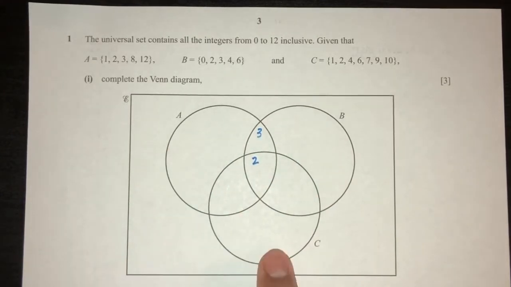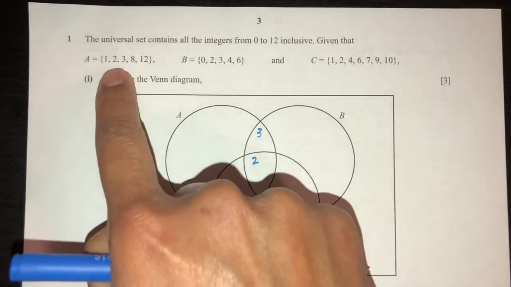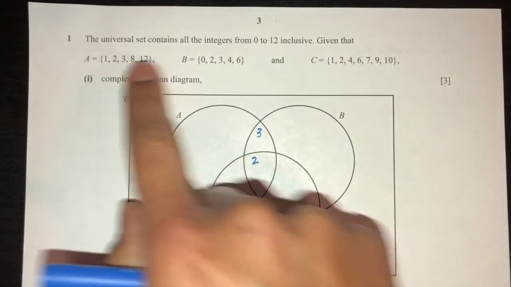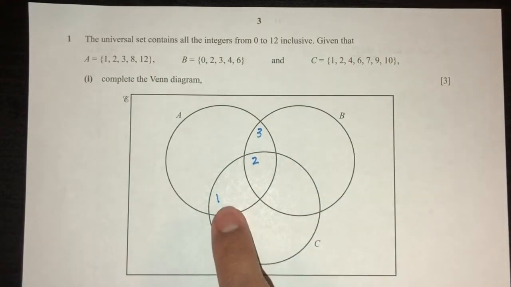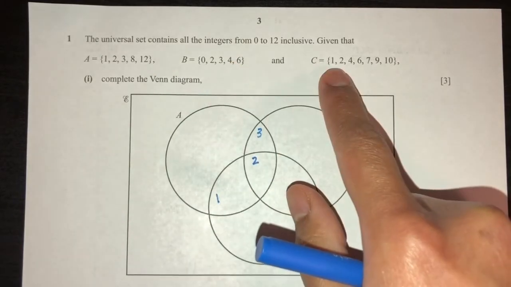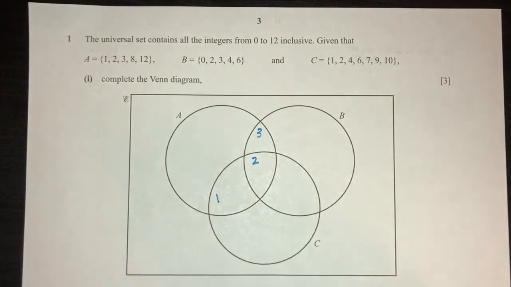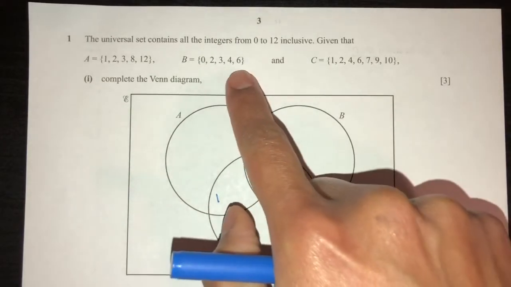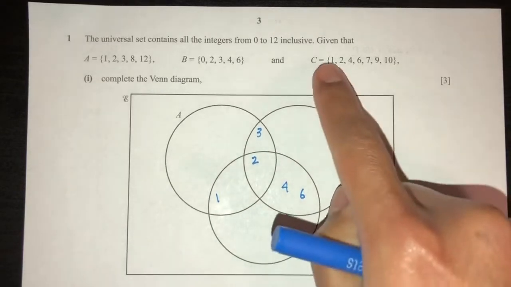Now for A and C, same steps. We have 1 here, and here we have 1. So we have 1. 2 is here already. 3, no 3. 8, no 8. 12, no 12. So only 1. Now for B and C, same steps. 0, no 0. 2, 2. 3, no 3. 4, we have 4 here, 6, and then here we have 6 as well. Okay, so that is for B and C.